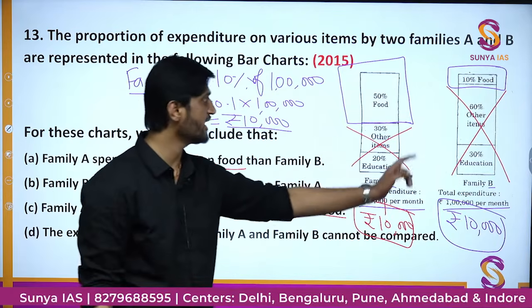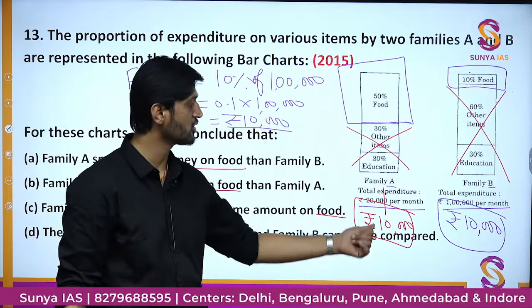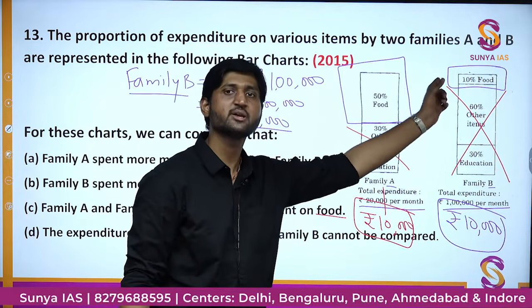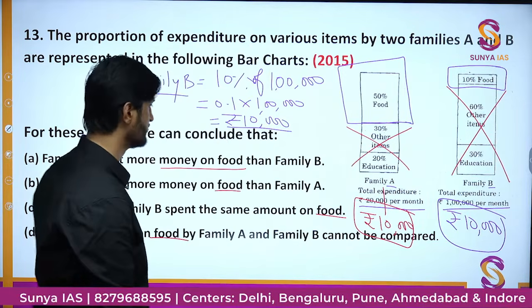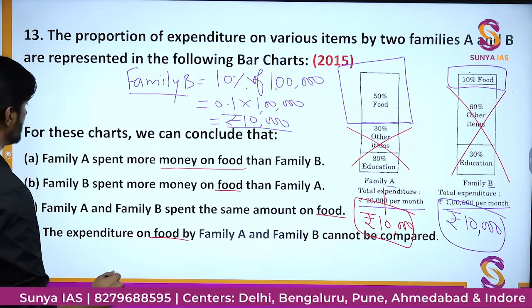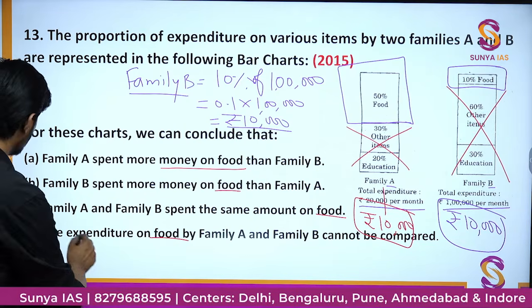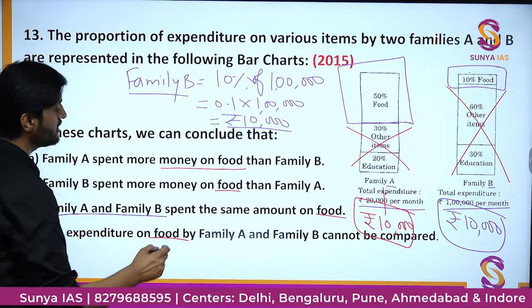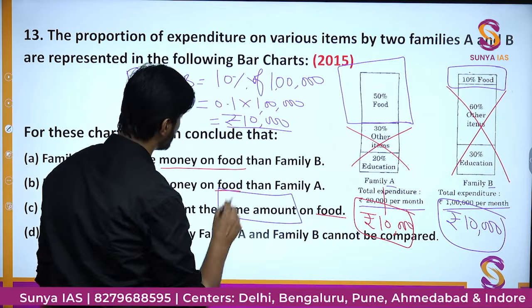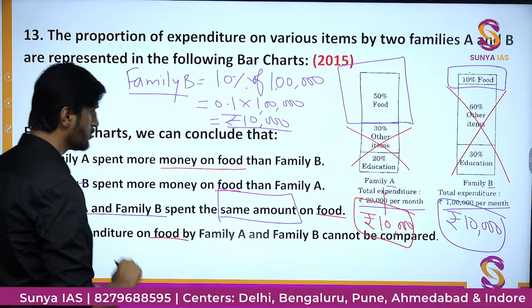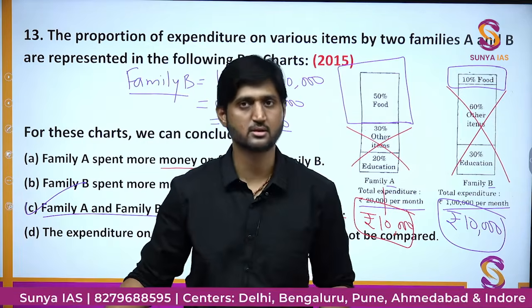The only difference is that a major chunk of their expenditure goes on food in family A. However, here only 10% of their expenditure goes on food. Okay, so actually they are spending the same amount. So family A and family B spend the same amount on food. So option number C is going to be the correct option in this case. Okay.